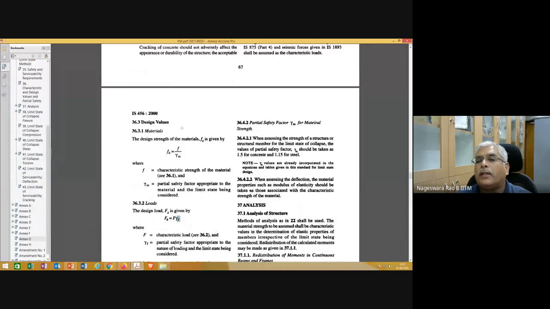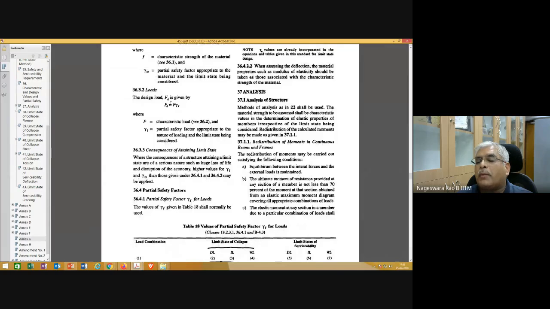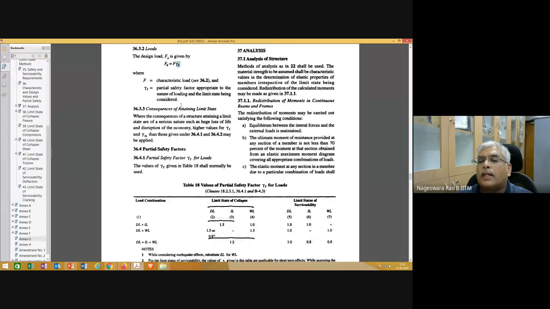If you want, you can read this one. The term characteristic load means the value of load which has 95% probability of not being exceeded, or 5% probability of not being less than, during the service life of the structure. So that is characteristic load. Design load is obtained by multiplying characteristic load with a partial safety factor. And what is the partial safety factor? For different types of loads, those values are given here, in Table 18.